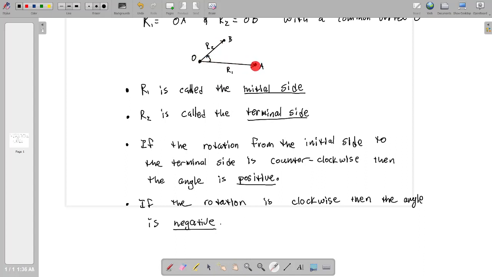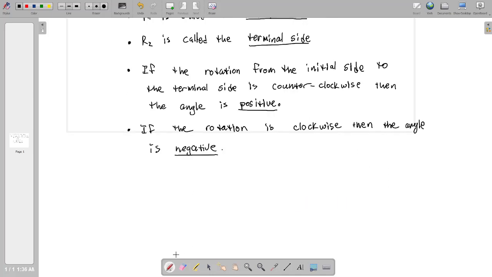So if this is the initial side, and this is the terminal side, how I've drawn it, then rotating from R1 to R2 gives us a positive angle, but rotating from R2 to R1, which would mean that R2 is the initial side and R1 is the terminal side because we start here, is negative because we're rotating clockwise. The absolute values of the angles are absolutely the same, but this is important. This is an important concept.